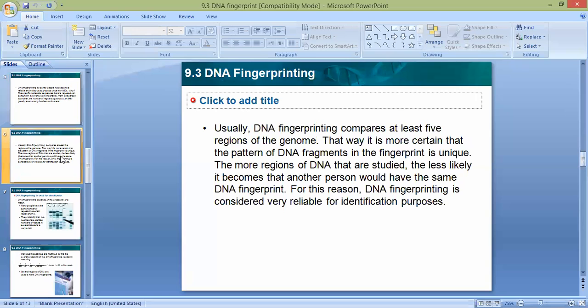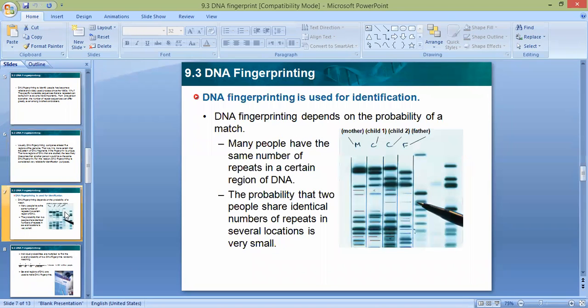This is used a lot to identify if people are relatives, if they are from the same family, if this is a daughter of this father, if this is a son of this mother, to identify people, okay? It compares at least 5 regions of the genome. Usually, to make sure or to give more evidence that the fingerprinting is right, you should study 5 bands at least.